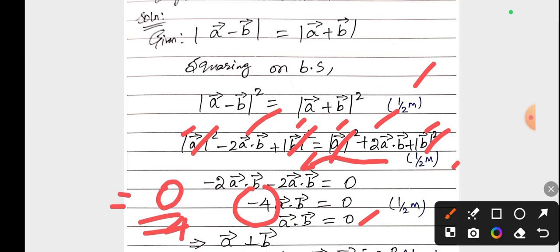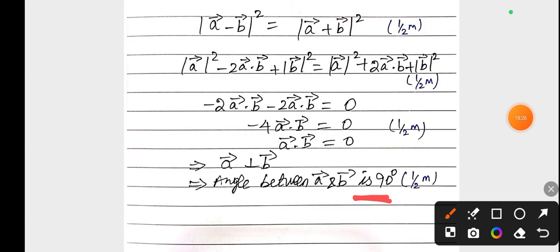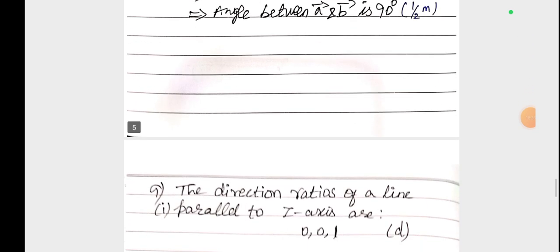And we have done this even at the start of this video. When you're talking about two vectors being perpendicular, the dot product is 0. Here the dot product is 0: a vector dot b is 0. So these two are perpendicular. It's literally the first question we discussed in this video. Perpendicular is nothing but 90 degrees. So the angle between a and b is 90 degrees.